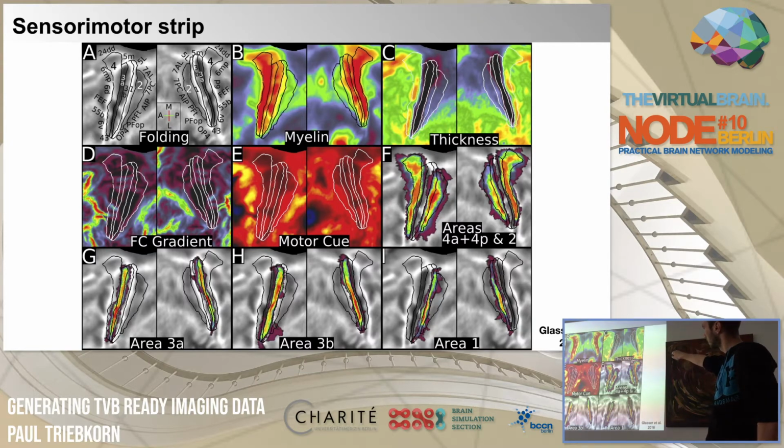Cortical thickness also plays a role, and it's different between the different areas. These ones are pretty thin, actually, area 3 compared to the rest. The functional connectivity gradient, in this case, doesn't seem to play such a huge role. And this is, I think, task fMRI again. Based on this, you can construct these probability maps, giving you an estimate of how likely it is that this brain part is some area of the motor cortex.